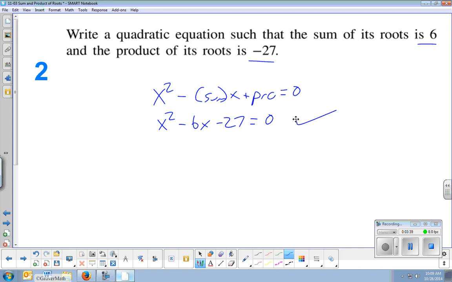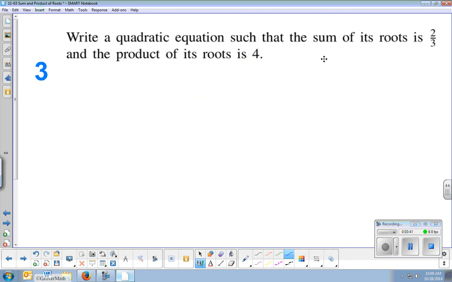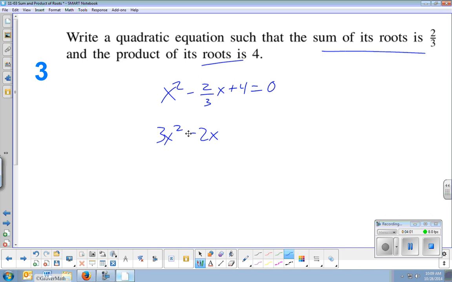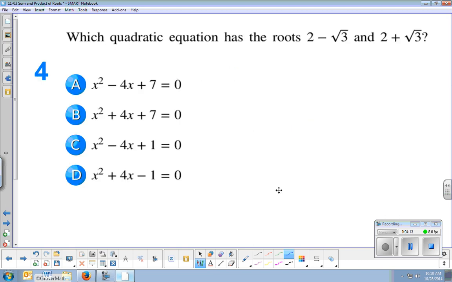Done. Simple. Write a quadratic equation such that the sum is 2/3, the product is 4. That's going to be x squared minus the sum, or opposite sign of the sum would be minus 2/3 x, and the product is 4, so positive 4 is plus 4 equals 0. Multiply this 3 out, gives me 3x squared minus 2x plus 12 equals 0. This times 3 is 3x squared. This times 3 cancels the bottom, just left a negative 2, and this times 3 is 12. That's it. Pretty simple.